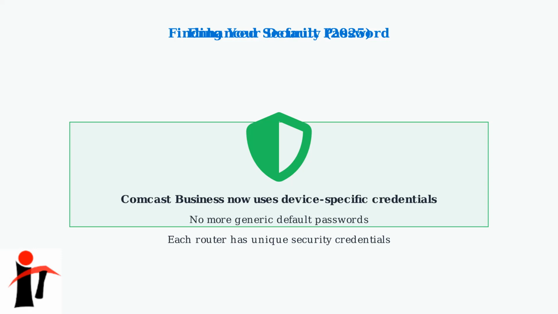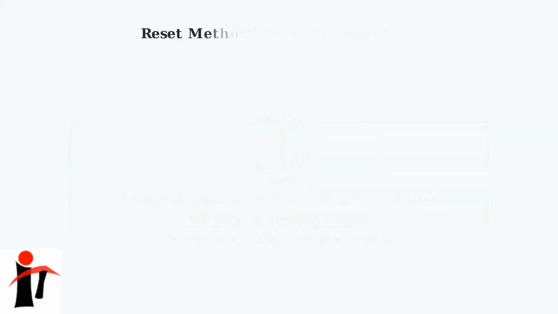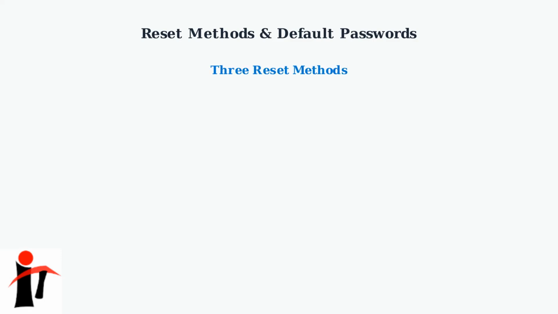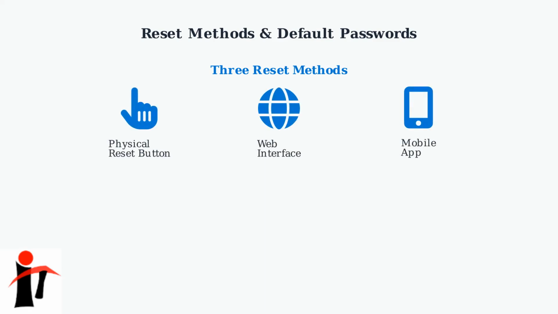business operations. There are three main ways to reset your Comcast Business router, each suited for different situations. We'll walk through each method step by step, then show you how to find your default passwords. The first method uses the physical reset button on your router. The second method uses the web interface through your browser. The third method uses the Comcast Business mobile app.